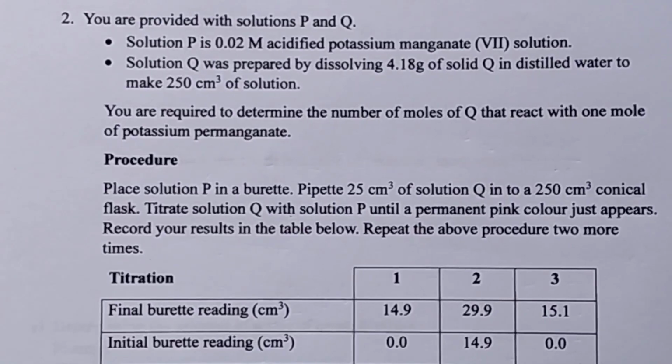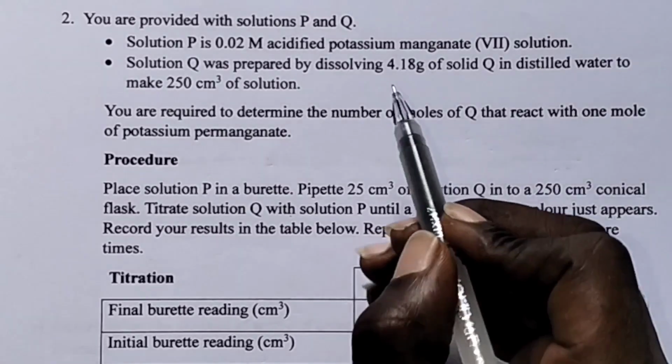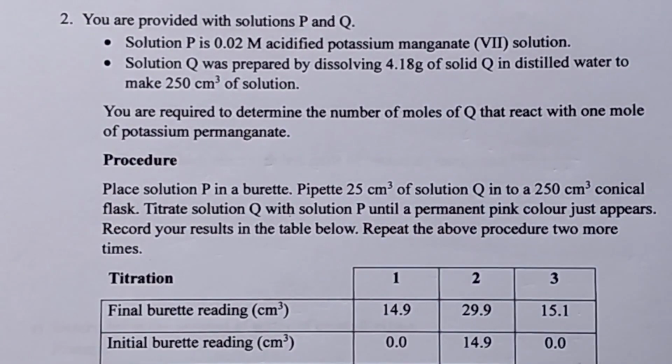So in example 2, we are told you are provided with solutions B and Q. Solution B is 0.02 molar acidified potassium manganate(VII) solution. Solution Q was prepared by dissolving 4.18 gram of solid Q in distilled water to make 250 cm³ of solution. You are required to determine the number of moles of Q that reacted with 1 mole of potassium manganate(VII), or with 1 mole of solution B.